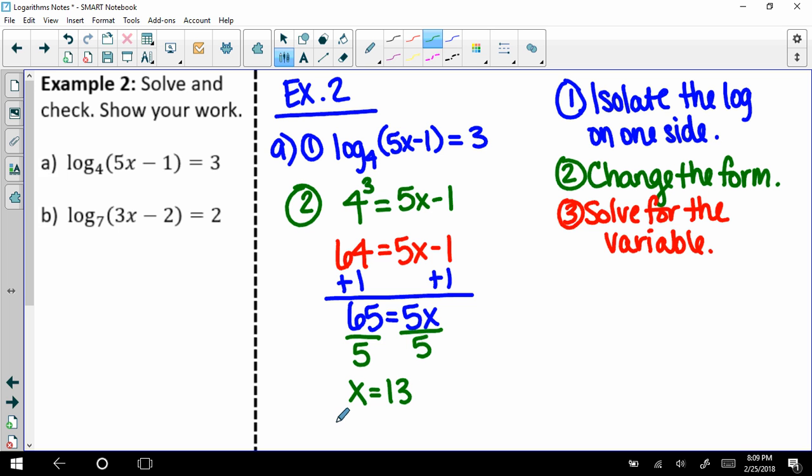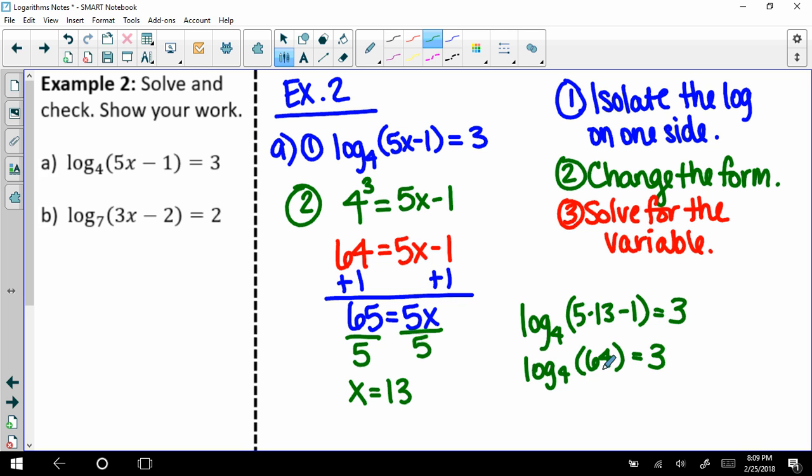Okay, and then you do need to double check that when you go back and plug it in, it doesn't make a negative inside the log. So log base 4 of 5 times 13 minus 1 equals 3. 5 times 13 is 65 minus 1 is 64. And when you type this in your calculator, you get 3 equals 3, it checks. So you're good. x equals 13.